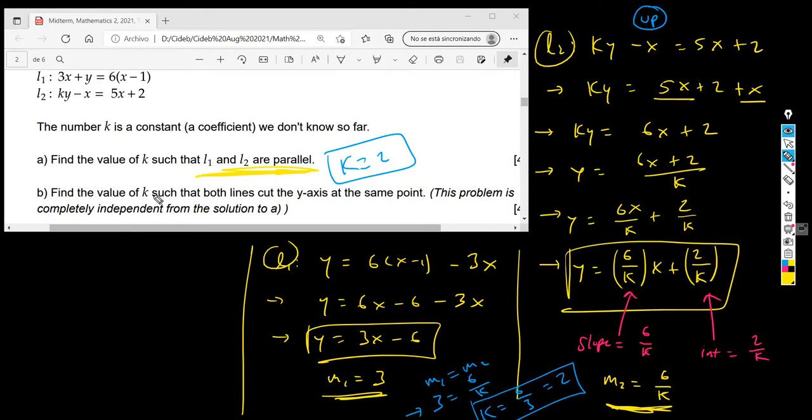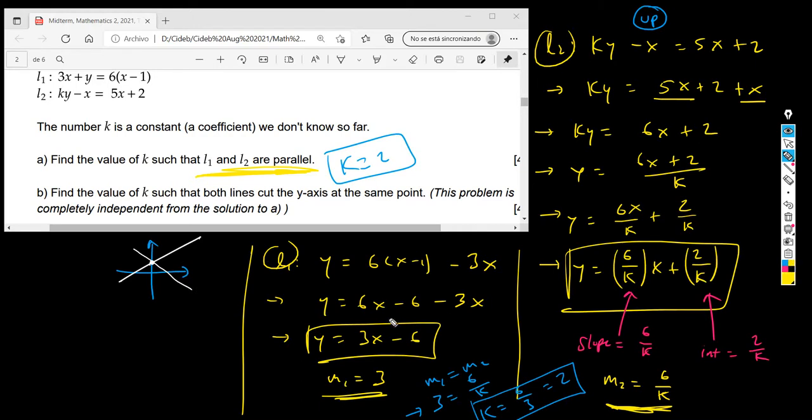So find the value of k such that both lines cut the y-axis at the same point. What does that mean, guys? That means the following. If you put the Cartesian plane and you drew both lines, and you want them to cut the y-axis at the same point, let's say right there, then what you would be saying is that they're going to have the same y-intercept. That's all this statement is telling you. It's telling you find the value of k such that both lines have the same y-intercept.